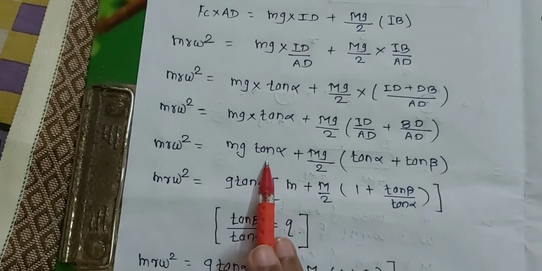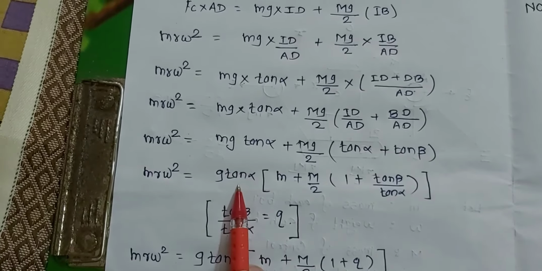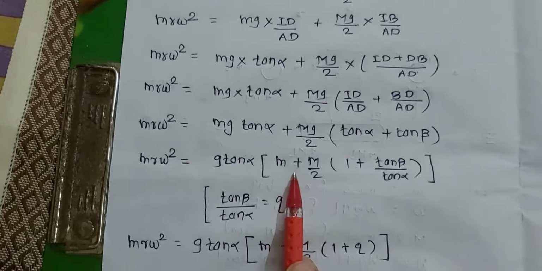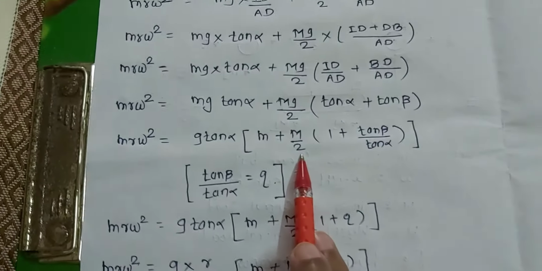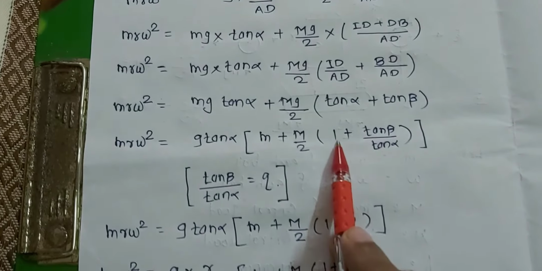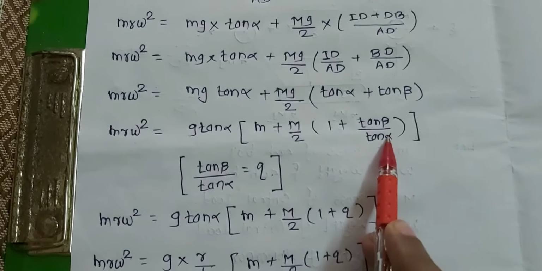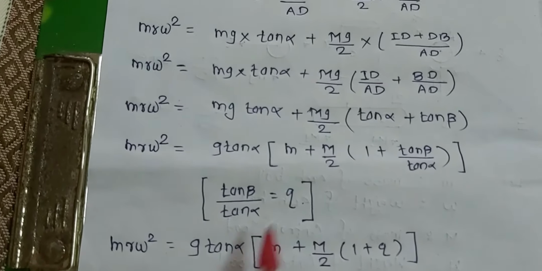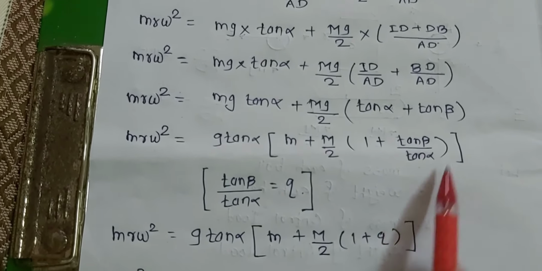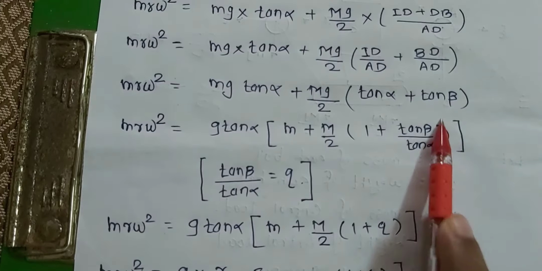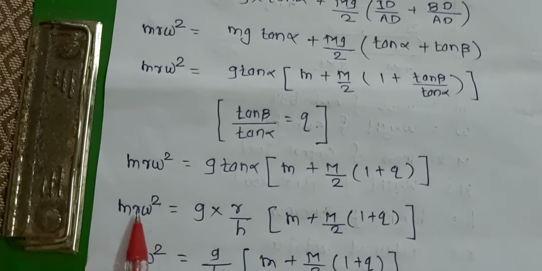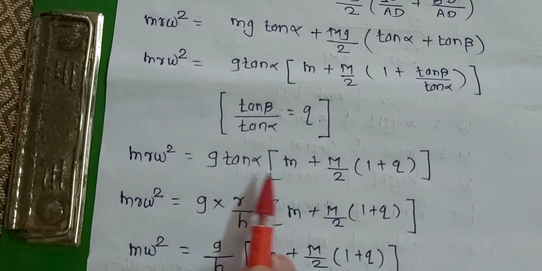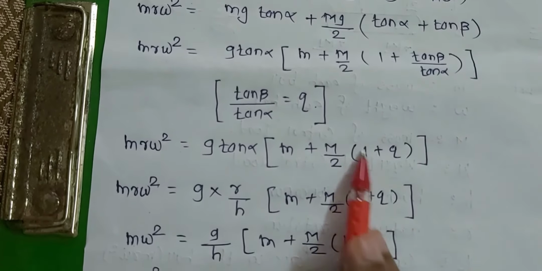Now m r omega square, mg tan alpha plus mg by 2 tan alpha tan beta. Now you can take g tan alpha as common. If you take g tan alpha common, what is remaining inside? M plus m by 2. If you take tan alpha common, 1 plus tan beta by tan alpha. Now we are assuming here tan beta by tan alpha is nothing but q. So m plus m by 2, 1 plus this whole term assumed as q. So m r omega square is g tan alpha, m plus m by 2, inside bracket 1 plus q.